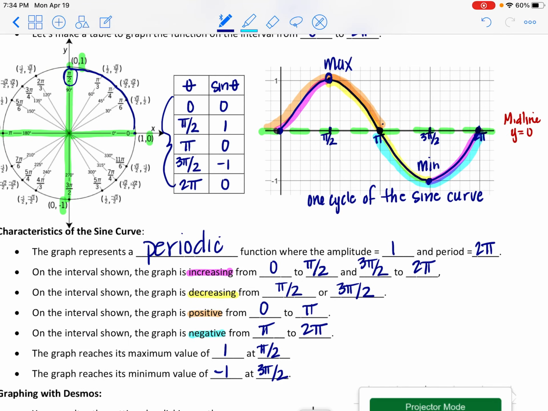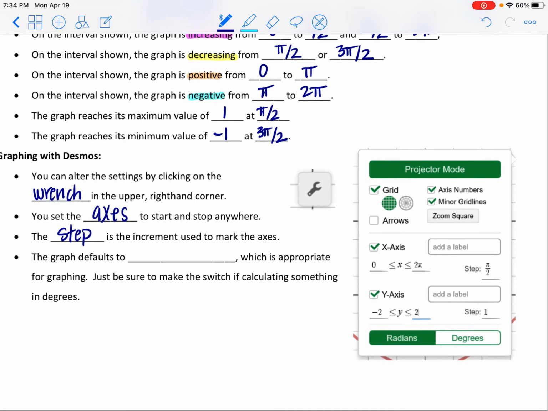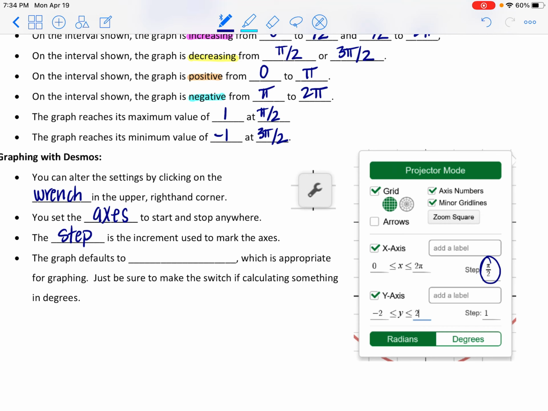So when I was marking along my x-axis here, I said let's go by 90 degrees, right? Every 90 degrees in the unit circle, every pi over 2 radians. So that is the step I used for my x-axis. Now the y-axis was pretty normal, so I just used a step of 1. Now I knew it was only going to go up to 1 and down to -1, but just to make sure I captured enough of my picture, I went ahead and set that to -2 and 2. Okay, so we're going to use the increments on the x-axis there as our step.